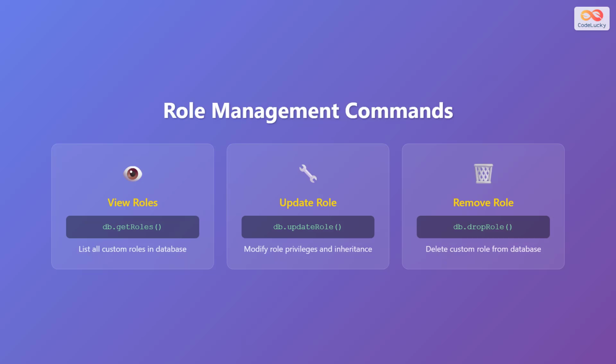MongoDB provides commands for managing custom roles. To view all custom roles in the database, use db.getRoles. To modify a role's privileges and inheritance, use db.updateRole. To delete a custom role from the database, use db.dropRole.